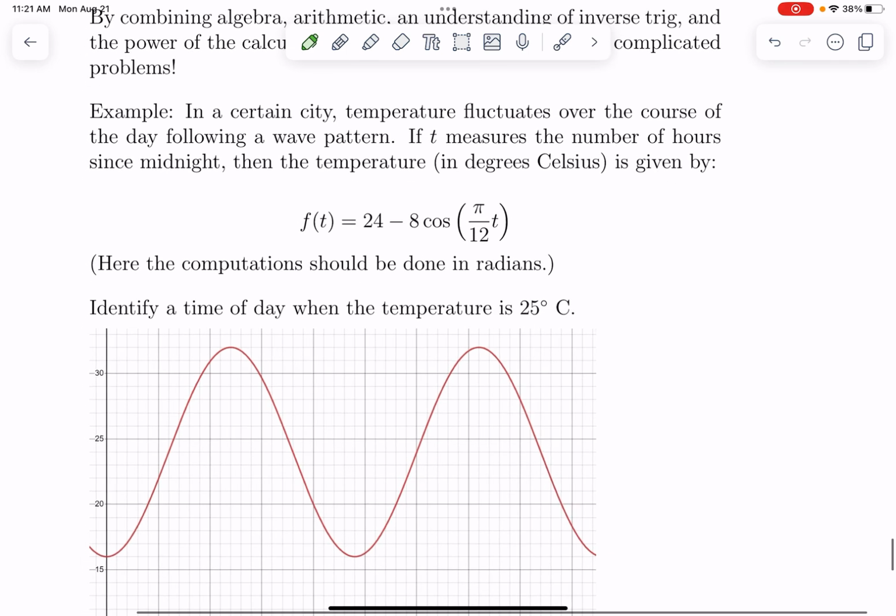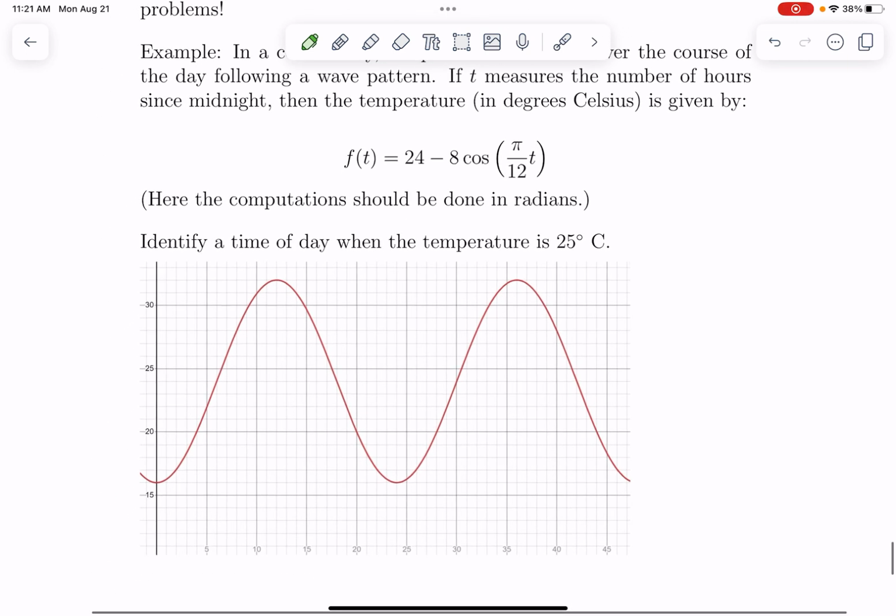So here's an example. In a certain city, temperature fluctuates over the course of the day following a wave pattern. If T measures the number of hours since midnight, then the temperature in degrees Celsius is given by this formula that I have written down. And here's a graph. So what we're noticing here is basically the lowest temperature is somewhere around 16 degrees Celsius. The highest temperature is somewhere around 32 degrees Celsius.